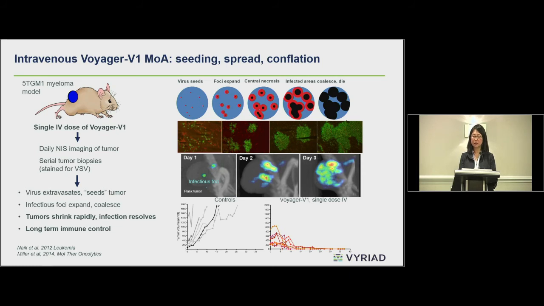The NIS imaging is exquisite, daily imaging of the same tumor. You can see how the infectious center seeds and spreads over time and fuses together. And at the bottom are the tumor response curves, where in the control the tumor continues to grow, and in the mouse given the mouse interferon beta virus, the tumor completely regresses and doesn't regrow, due to potentiation of the immune activation.